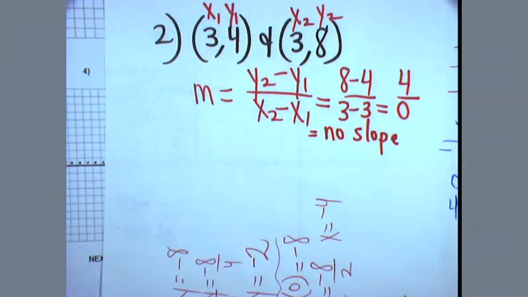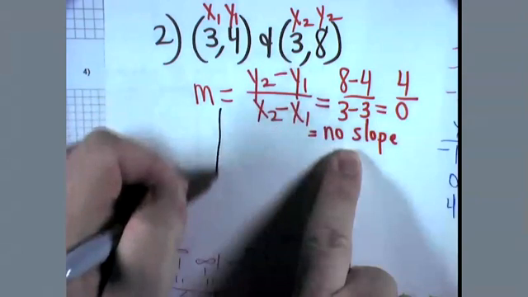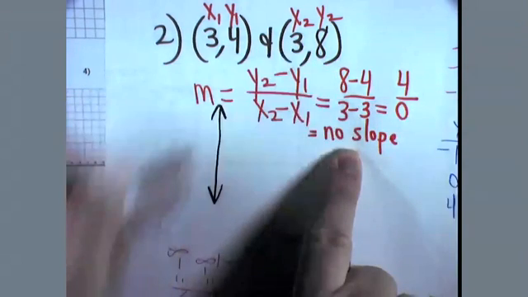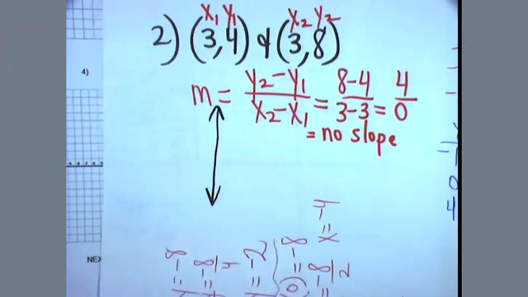We automatically know that if our slope is undefined, then our graph would be a vertical line. Again, any questions about finding slope this way?